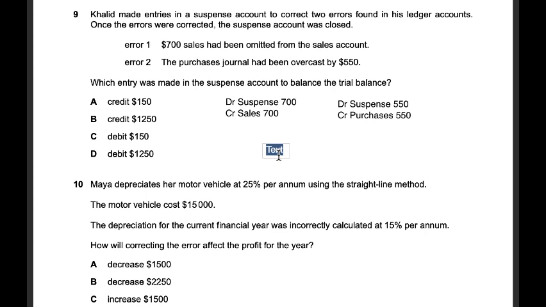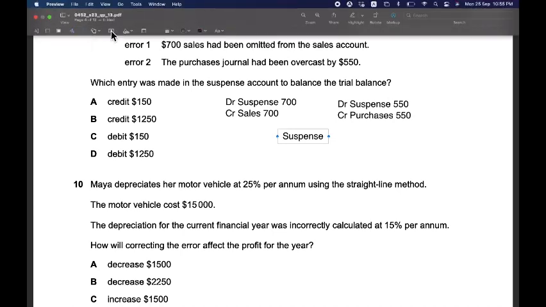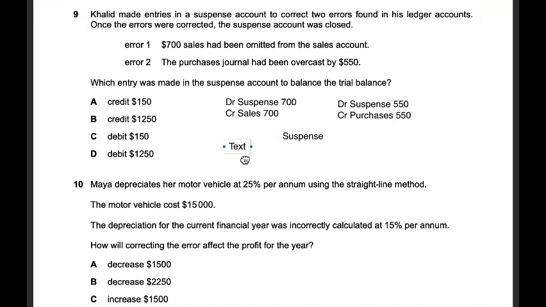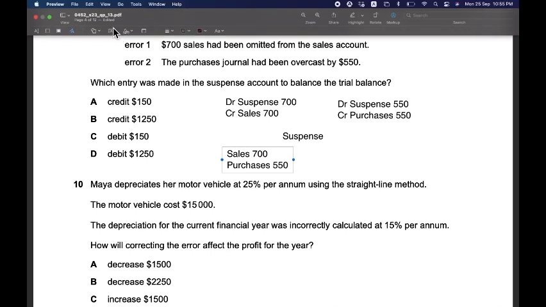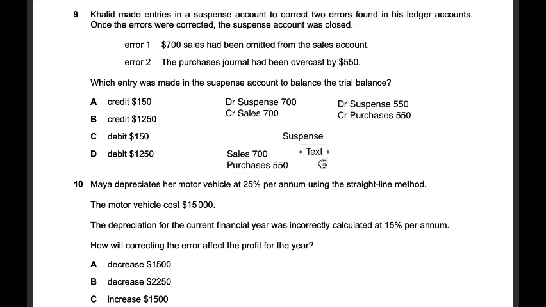Okay. So let's make the suspense account here. On the debit side of the suspense account, we have sales of 700 and then purchases of 550. So here we have the debit side. Since we have nothing on the credit side, the balancing entry will be on the credit side. So that will be difference on trial balance. Now we add both of them and we get 700 plus 550, that is 1250. Hence making the difference on trial balance $1250, which is a credit entry, making B the correct option.